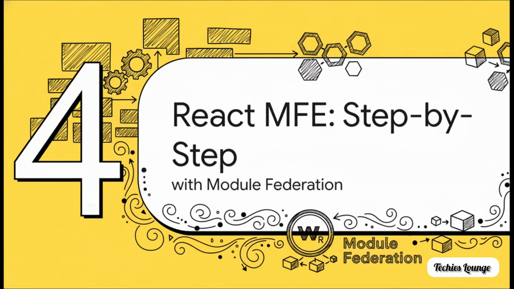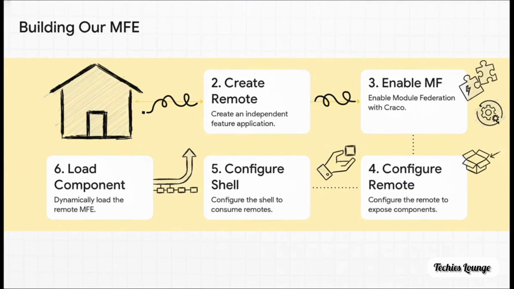Well, the most popular and, frankly, most powerful tool for the job right now is something called Webpack's Module Federation. So here's our roadmap. It's pretty straightforward. We'll start by creating a shell application, which is kind of like a container. Then we'll build our first remote micro front-end. After that, we'll configure both of them so they can talk to each other using Module Federation. And finally, we'll dynamically load that remote component right into our shell. It's actually not as complicated as it sounds.